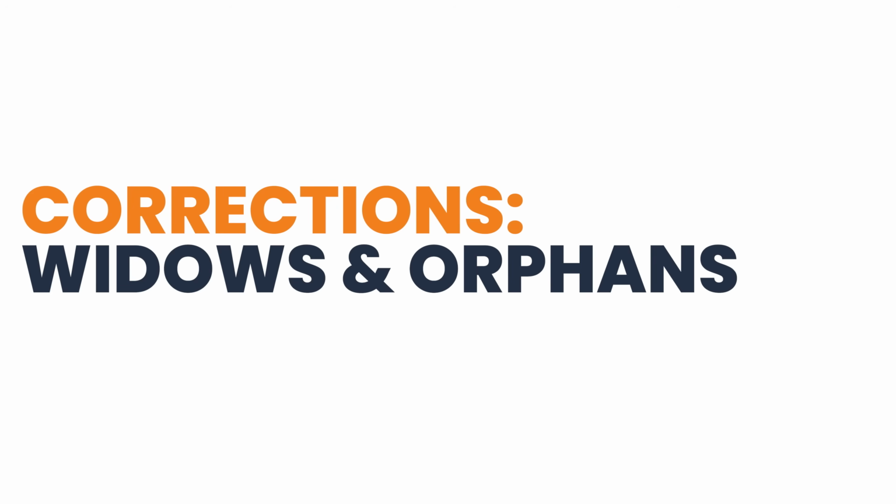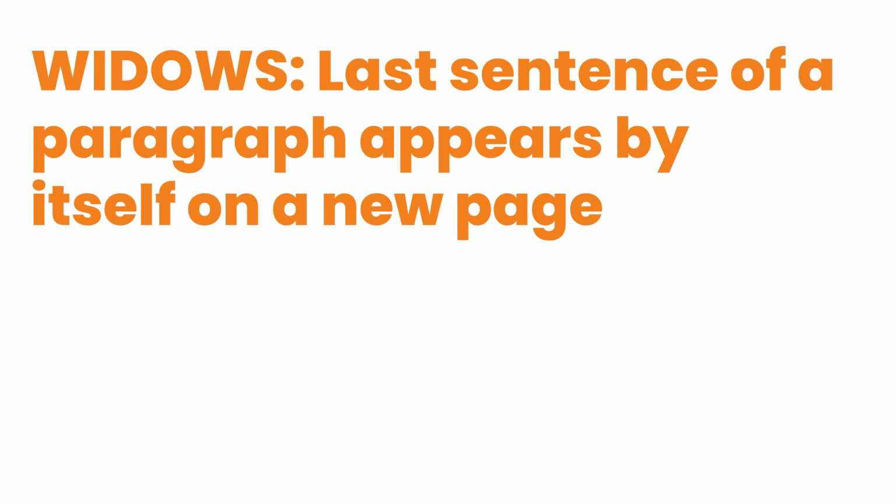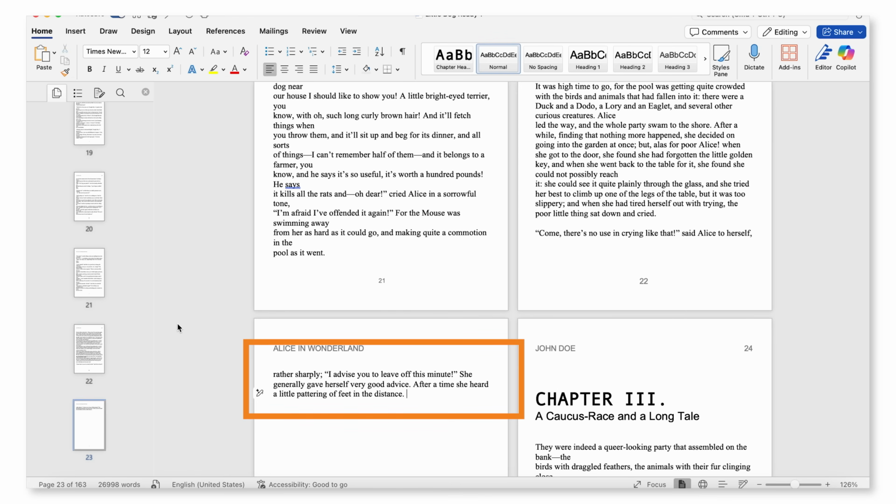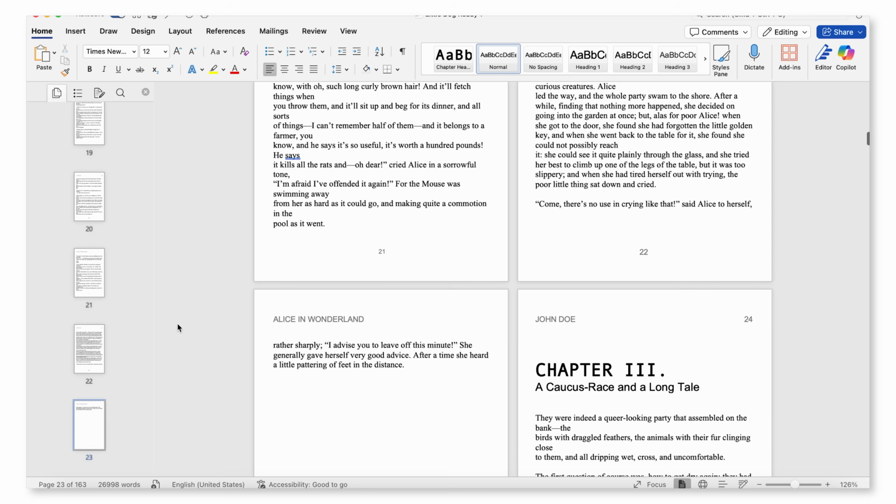Second, now that we have those corrected, we need to look for widows and orphans. In formatting, widows are where the last sentence of a paragraph appears by itself on a new page. An orphan is where the first sentence of a paragraph appears by itself on the last line of a page. Word does have an automatic system for correcting them, but it doesn't look great. Let's turn it off and show you how to correct it.